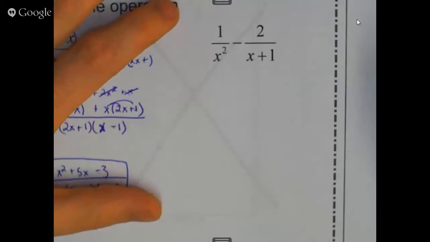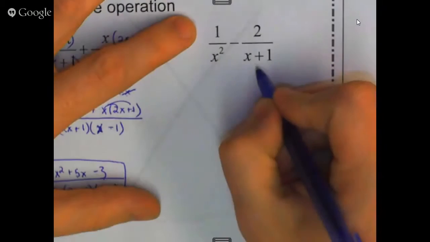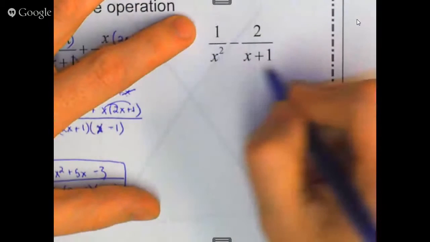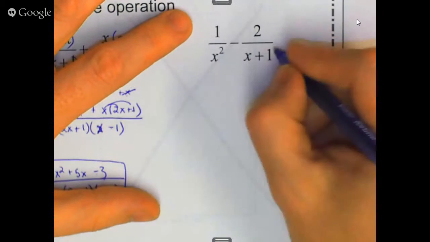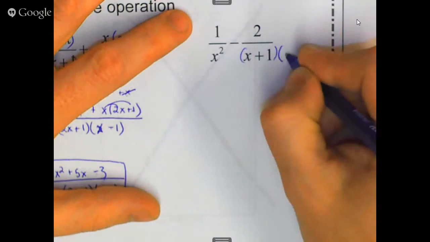All right, so here we go again. Factor everything. We look good. Common denominator. So this one is missing the x squared.